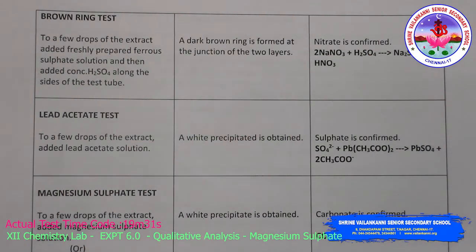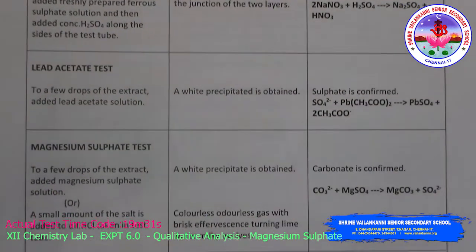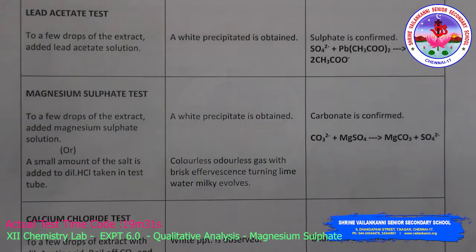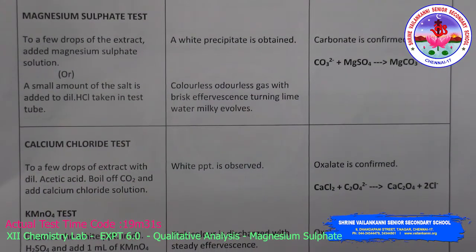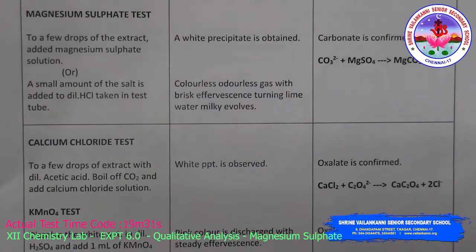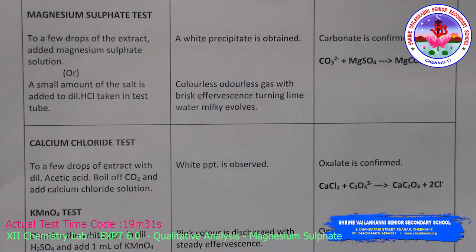Then the lead acetate test. To the extract, add lead acetate solution; a white precipitate is obtained, and sulfate is confirmed. Then the magnesium sulfate test. To a few drops of extract, add magnesium sulfate solution; a white precipitate is obtained, and carbonate is confirmed. Or a small amount of the salt is taken and dilute HCl is added in the test tube. A colorless, odorless gas with brisk effervescence, turning lime water milky, evolves.